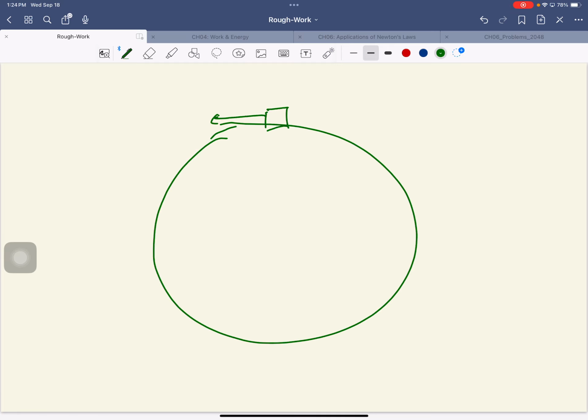So let's say you're driving. Now there are a lot of roundabouts on roads. So let's say you're going around a roundabout at constant speed. Are you accelerating? And why are you accelerating? Direction's changing. And the direction is changing.